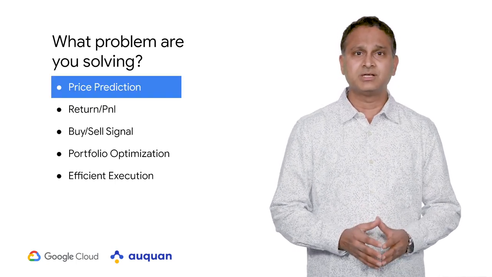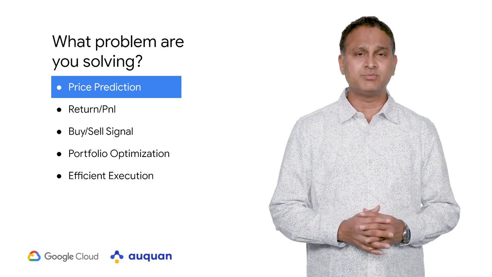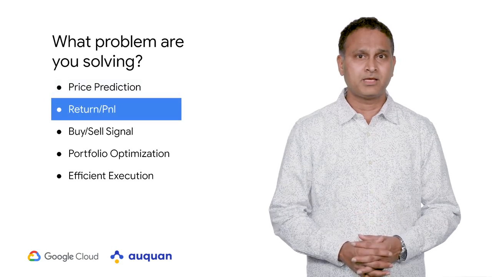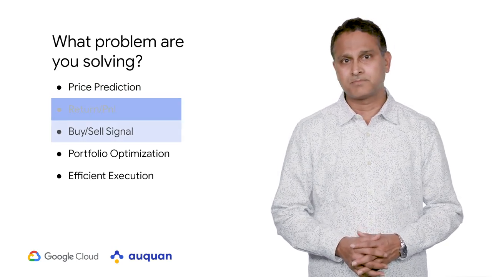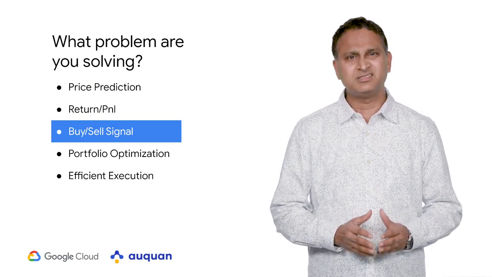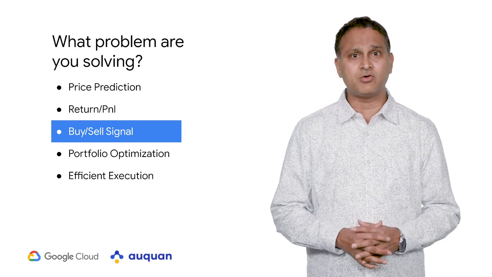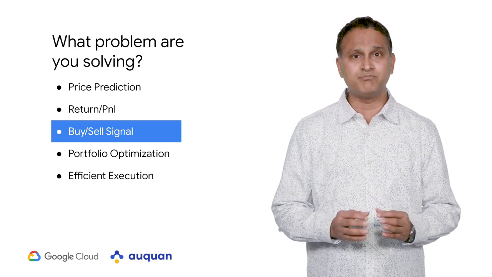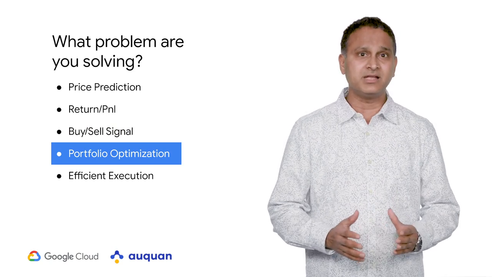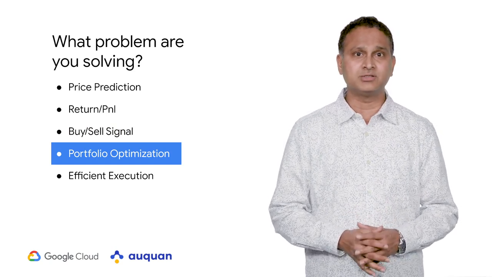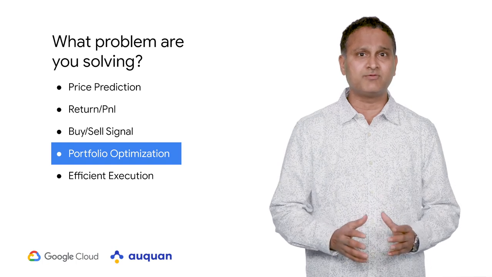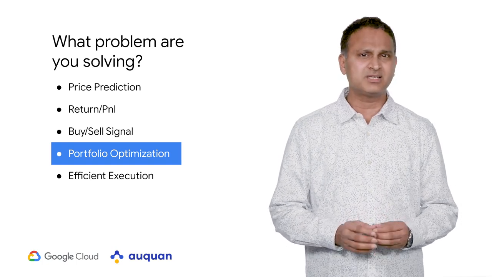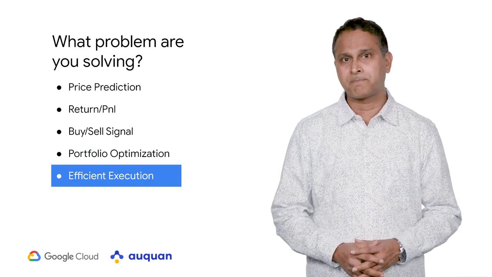In many cases, traders want to simply predict a price. In some cases, they want to predict a return. In other cases, they simply want to know whether to buy or sell an asset, what's known as a binary decision. Then there's portfolio optimization, which is where portfolio managers make buy and sell decisions on a number of assets in their portfolio, sometimes simultaneously.